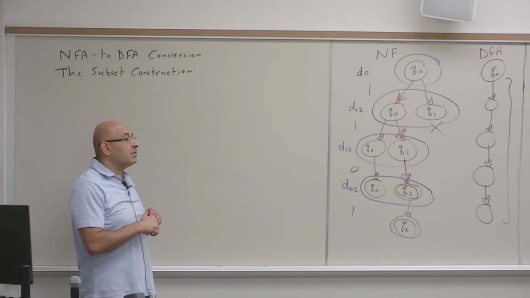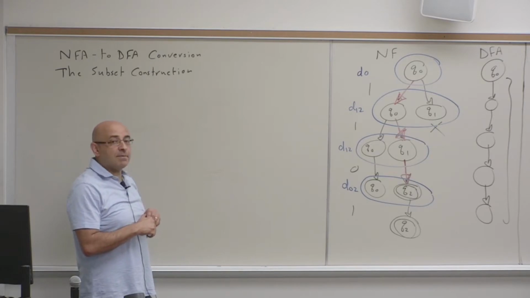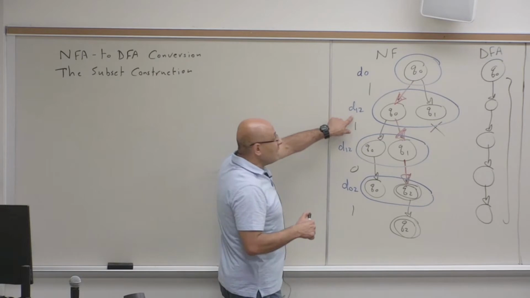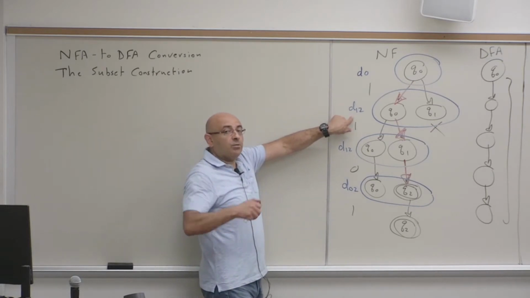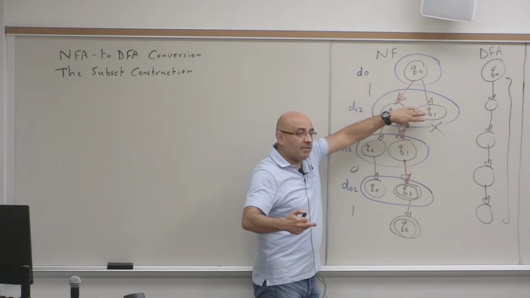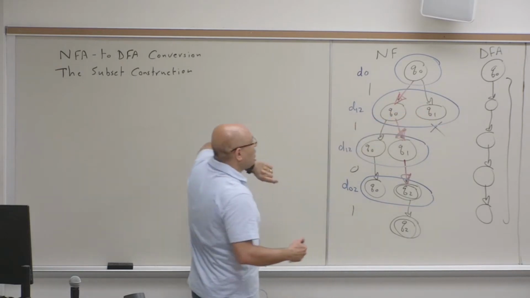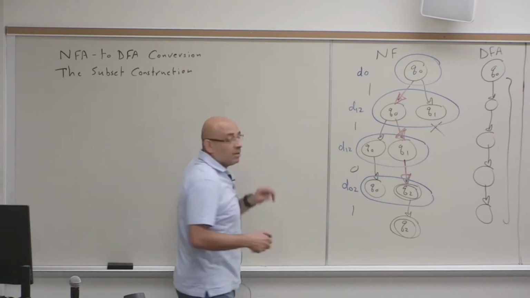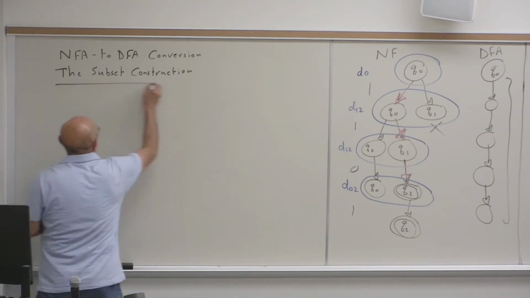What is a subset of what? Something is a subset of something else. So it's not a path. It's not about paths. It's about states. So the state in the DFA that we are constructing is a subset of the states of the original NFA. Okay, so far it's abstract. Now when we go through a concrete example, things will make a lot more sense.